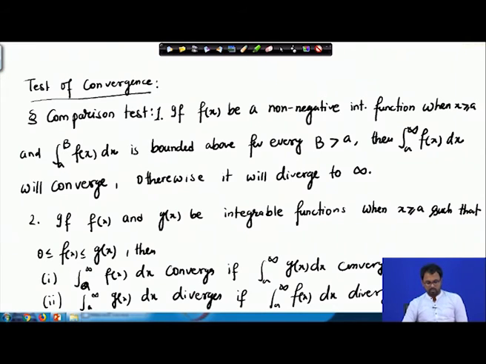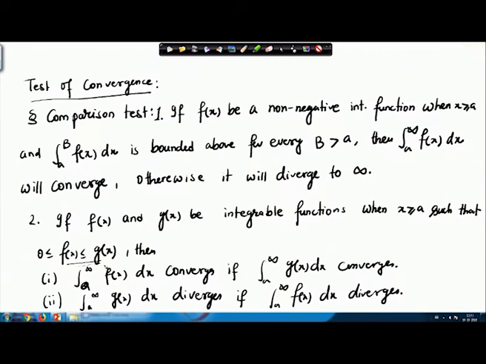So what does it mean? If we have two functions f(x) and g(x), and they follow some kind of comparison, this inequality is nothing but a comparison. If f(x) is less than or equal to g(x), then if the integral of the function g(x) is convergent, we can say that the integral of the function f(x) is convergent. And if the integral of the function f(x) is divergent, then the integral of the function g(x) is also divergent.